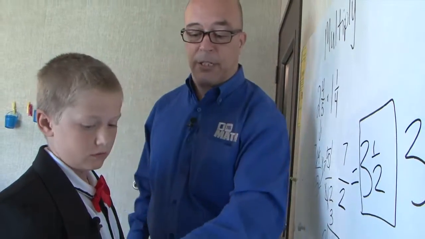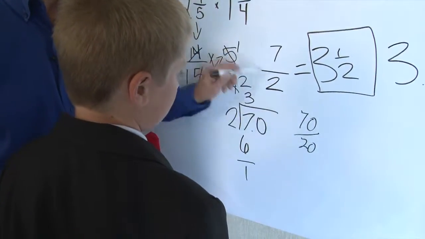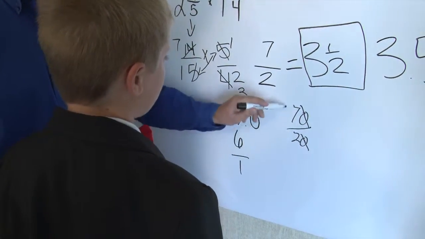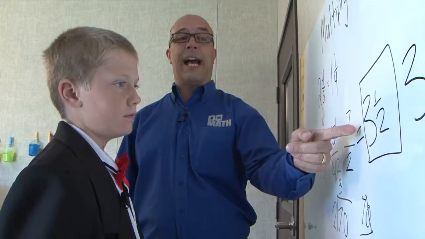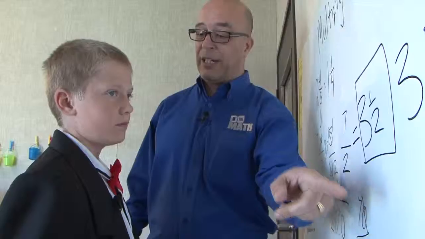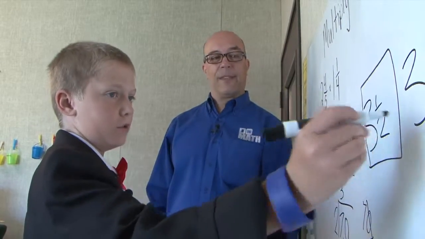Well, it could have been, but look, here's what we could have done. If it was 70 over 20, we could just take those zeros off, right? Then we'd end up with 7 over 2. All right? But we came up with 3 and 1/2, and then you even went one step further and turned it into a decimal. So, Haiden, your final answer would be 3 and 1/2 or 3.5.